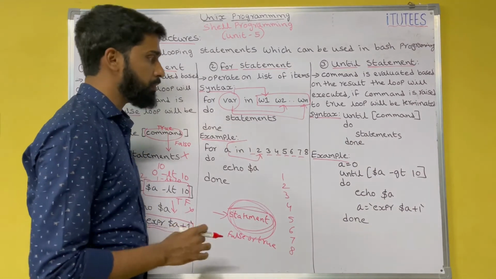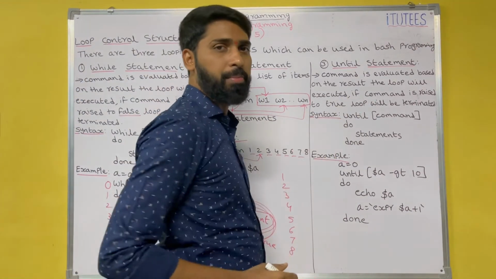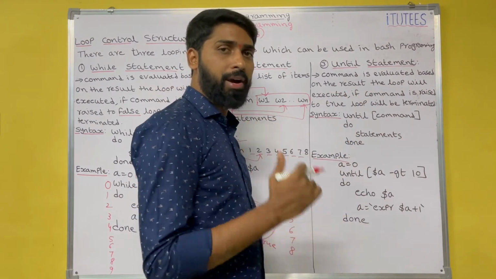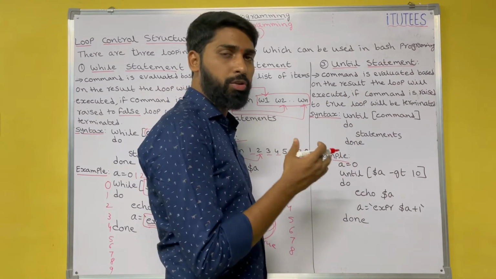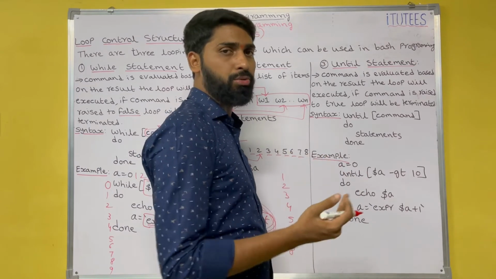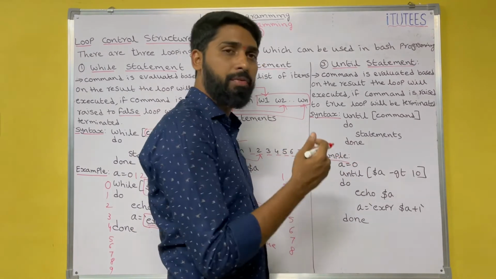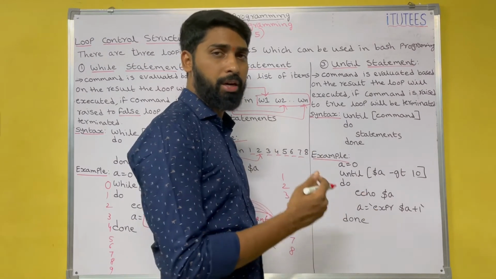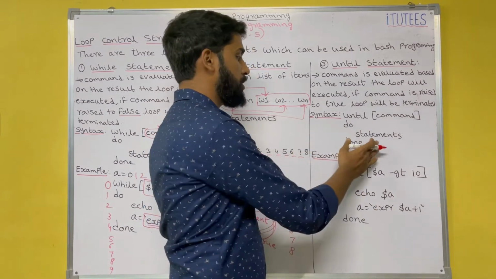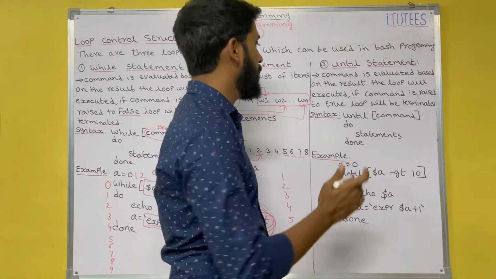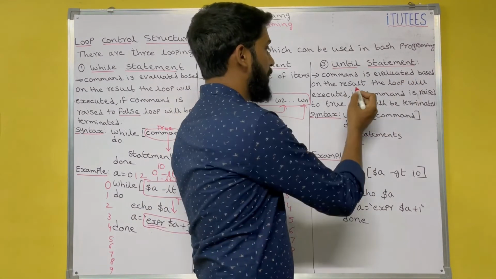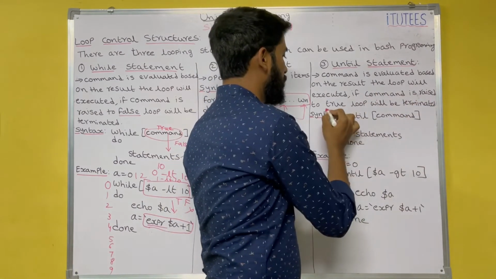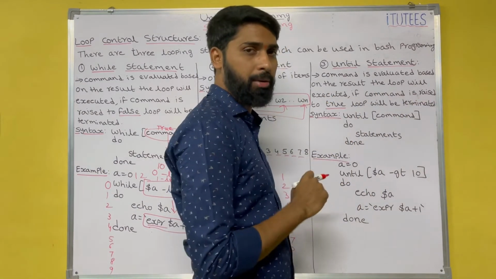Next one, the until statement. What is the purpose of the until statement? In the while statement, you execute the block if the condition is true. But coming to until, we execute the block if the condition is false. If the condition is false, you execute the statement. The command is evaluated, and based on the result, the loop will be executed. If the command returns true, the loop will be terminated.